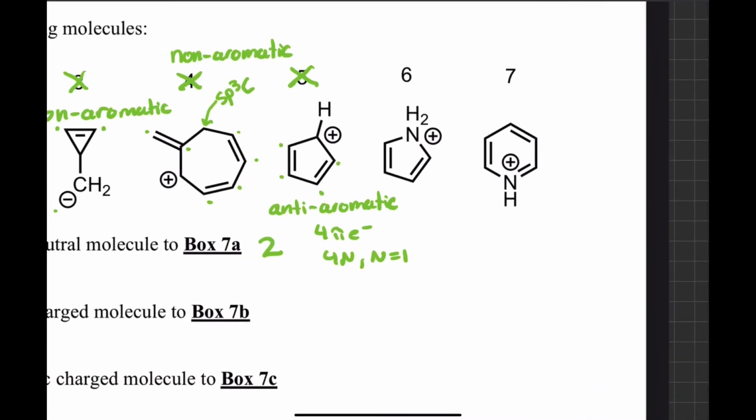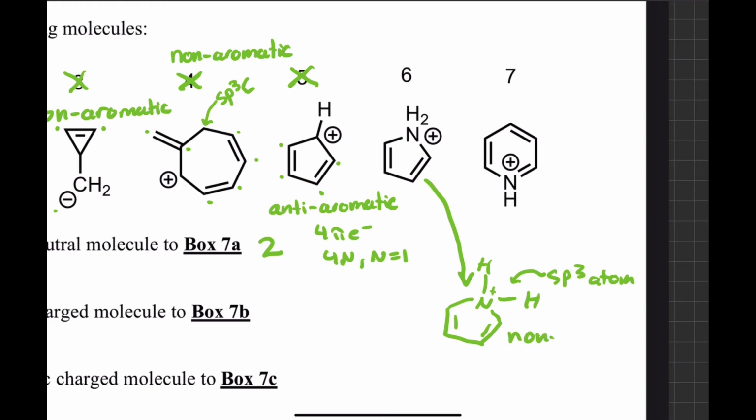Next, we have molecule 6. Molecule 6 actually looks like this. This is clear evidence that there's presence of an sp3 atom, being nitrogen, and sp3 atoms tend to interrupt conjugation of the p orbitals, making this a non-aromatic.